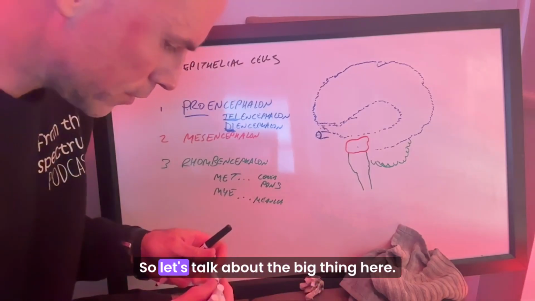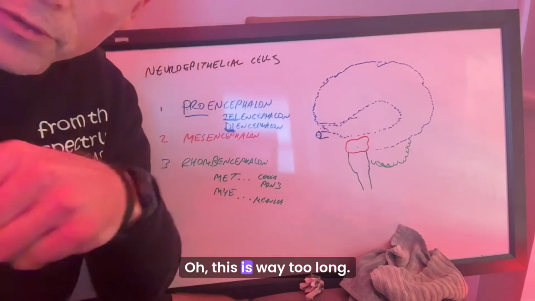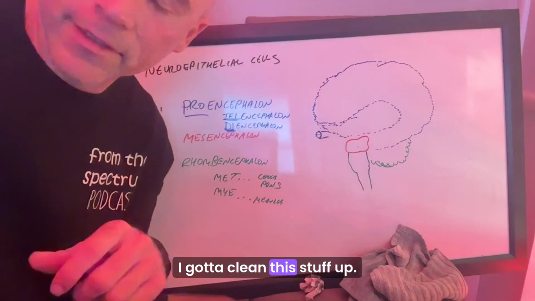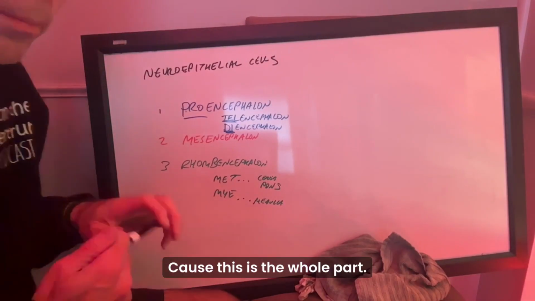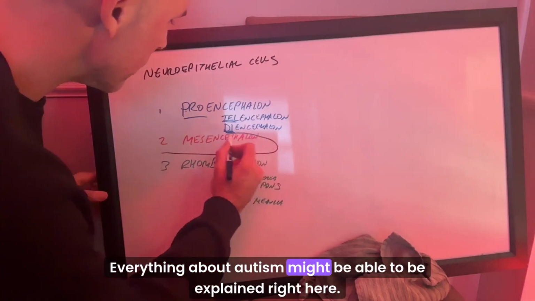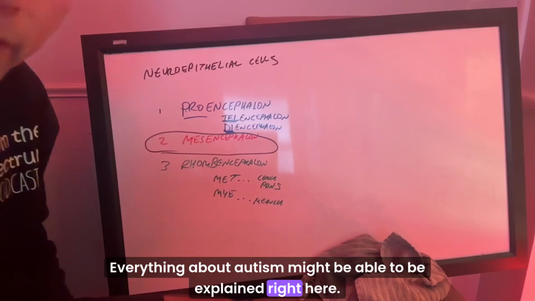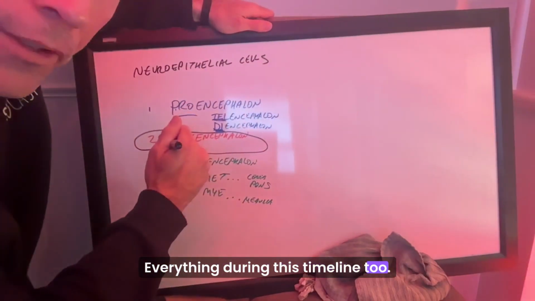All right, so let's talk about the big thing here. Oh, this is way too long. I gotta clean this stuff up. Let's just go ahead and draw this out because this is the whole part. Everything about autism might be able to be explained right here. Everything during this timeline too.